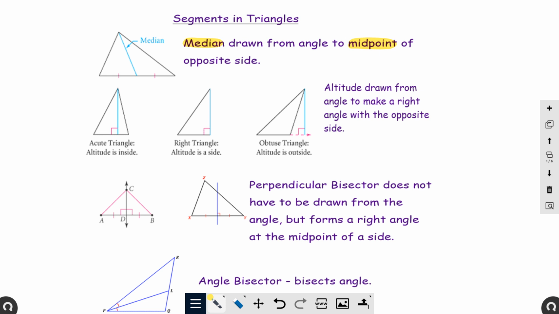All right, and altitude. What do you think about when I say altitude? How high something is, right? How tall it is. Now, a key thing with the altitude is it always makes a right angle with that opposite side. But depending on what type of triangle we have, depends on where that altitude is drawn. So if it's an acute triangle, it's going to be drawn on the inside of the triangle. If it's a right triangle, it's going to be the side that has that right angle with it. And then if it's an obtuse triangle, it's actually going to be drawn outside.